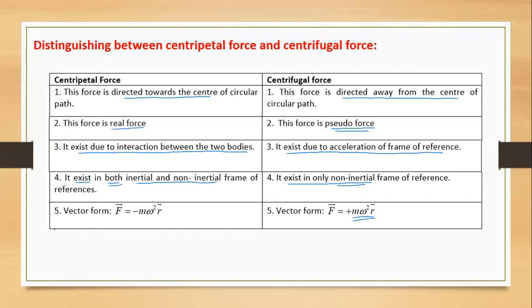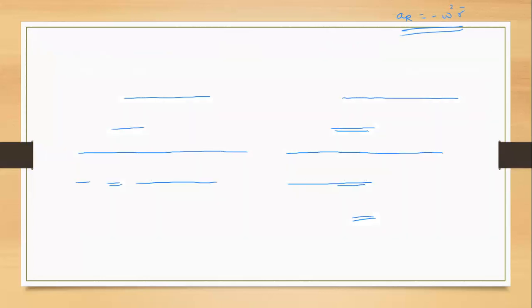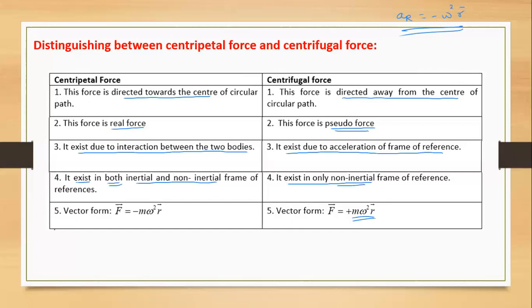Now how do we get this formula? Because in 11th standard we already learned one article, radial acceleration. What is the formula of radial acceleration in vector form? Minus omega square r bar. This is centripetal acceleration or radial acceleration in vector form. So mass multiplied by that radial acceleration is the centripetal force. Centripetal force is also called radial force. So we get this formula, minus m omega square r bar.